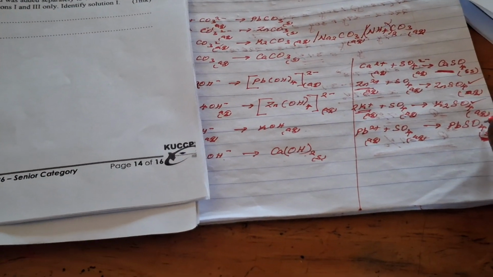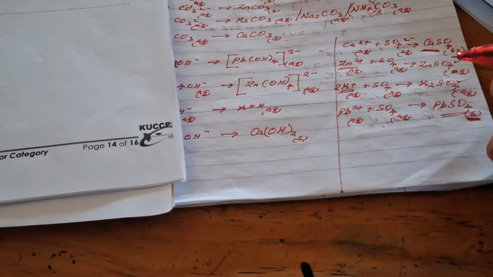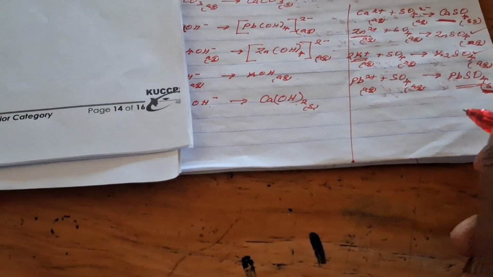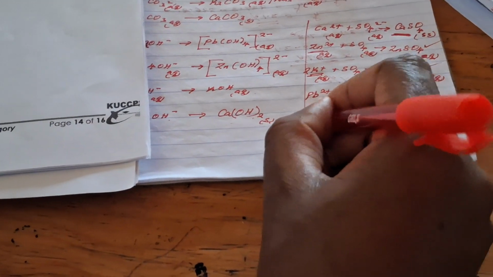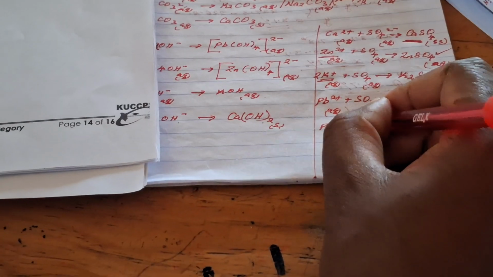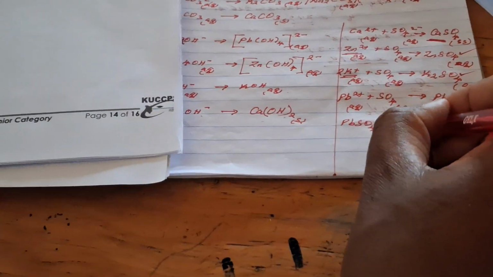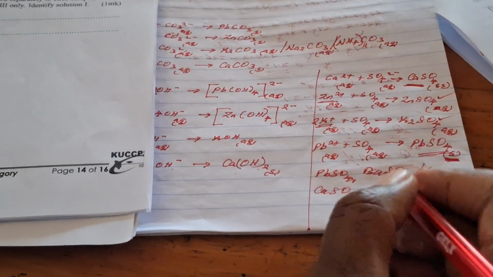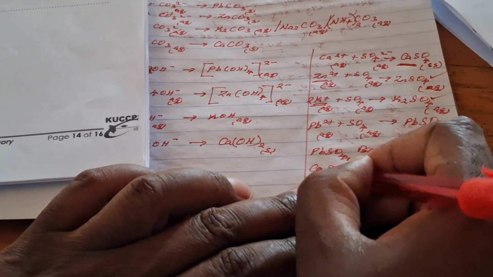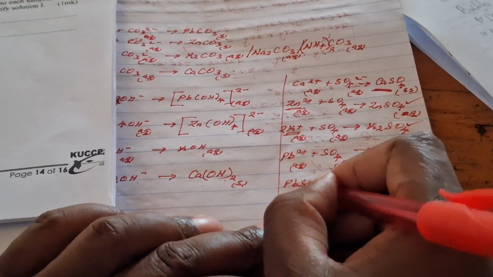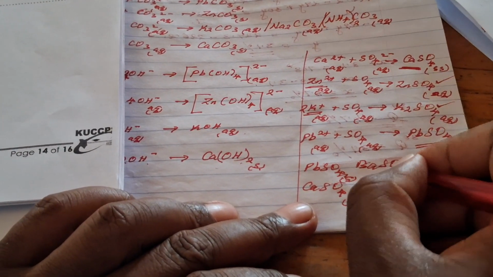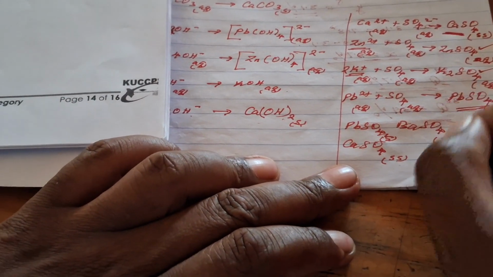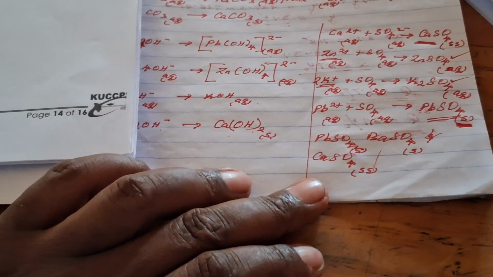So generally, this question is testing on solubility of sulfates. All sulfates are soluble except lead sulfate, barium sulfate, and calcium sulfate, which is slightly soluble. Lead sulfate is insoluble, therefore it will be in solid state. Barium sulfate is insoluble, therefore it is in solid state. Calcium sulfate is slightly soluble. So these are the only sulfates which are insoluble, but the rest are soluble.